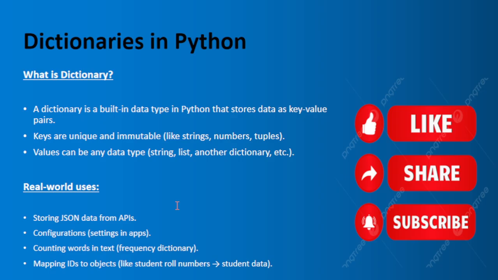And what are the real world usages of a dictionary? In an IT organization, when you start working, you will see that all the APIs are created and data is stored in JSON format. This JSON format has data stored like a dictionary. There also we have the key value pair, and all the configuration related to an application is stored in key value pairs. So that is a dictionary.